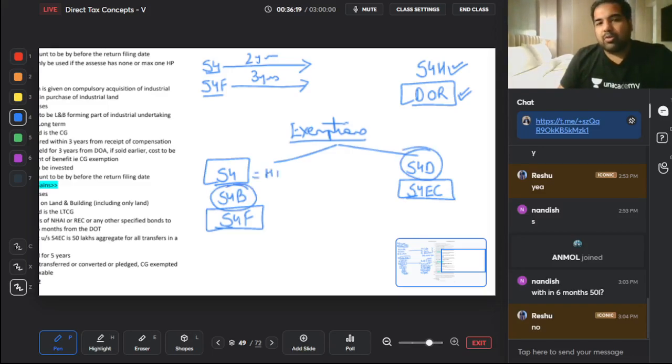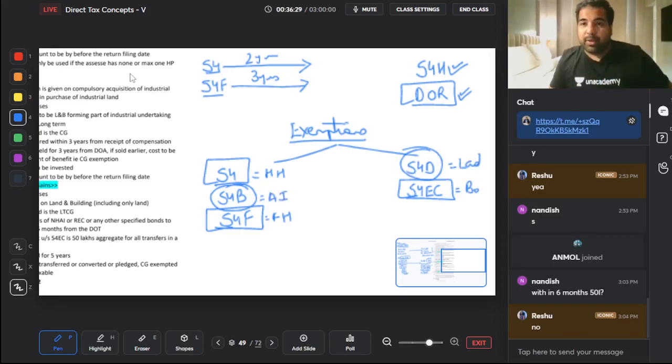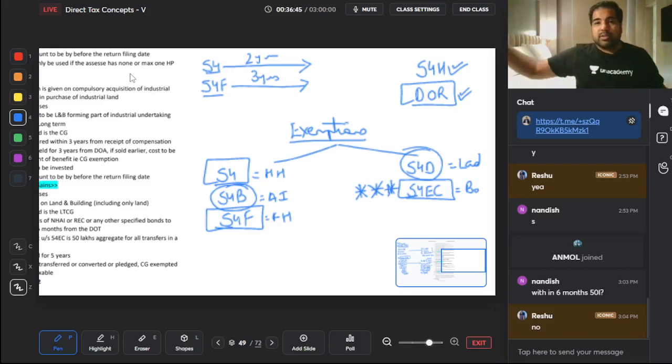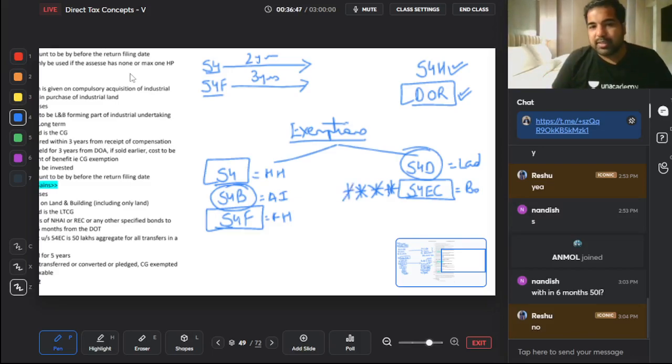You need to buy a house for a house, you need to buy family assets for a house, you need to buy bonds here, you need to buy industrial land and building here, you need to buy an agricultural land here. Guys, in all of them capital gain account scheme applies except this last one. In all of that, there is no limit to how much you can save, except this last one, you can save only 50 lakhs. In all of them, the hold on period is only 3 years, except this one, which is 5 years. In all of them, there is investment period of 2 years, 3 years, but here it is only and only 6 months.